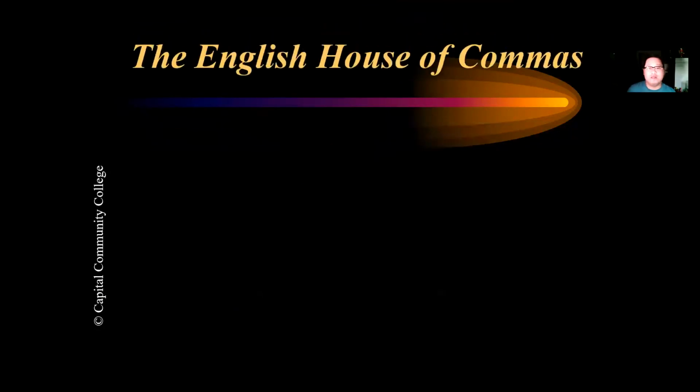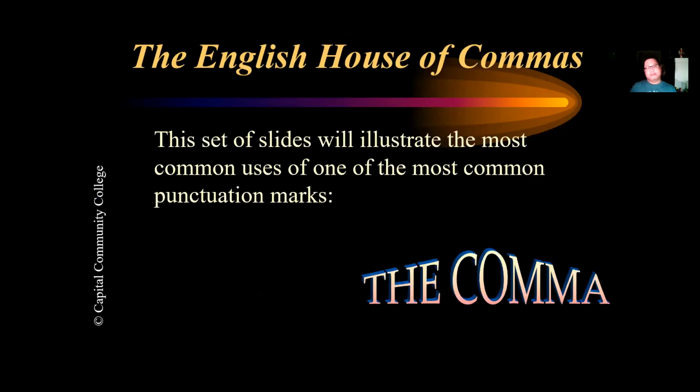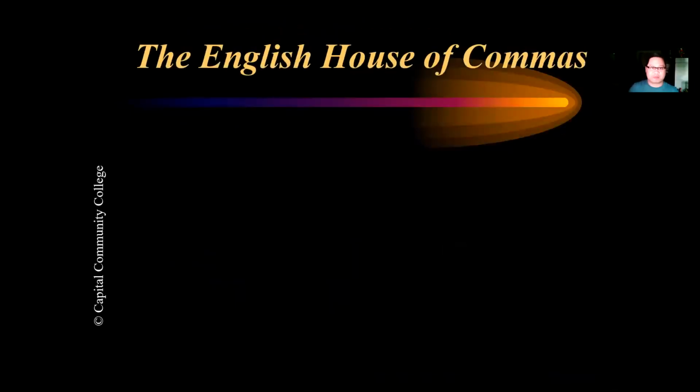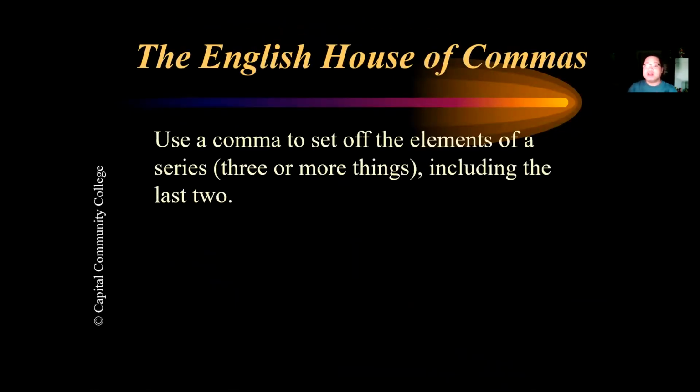Okay, let's start with the comma. Okay, the first rule: we use a comma to set up elements of a series. When we say series, we are enumerating a list. If you have three or more items in a list, then we need to use a comma. But if you only have two, then a comma is not necessary.